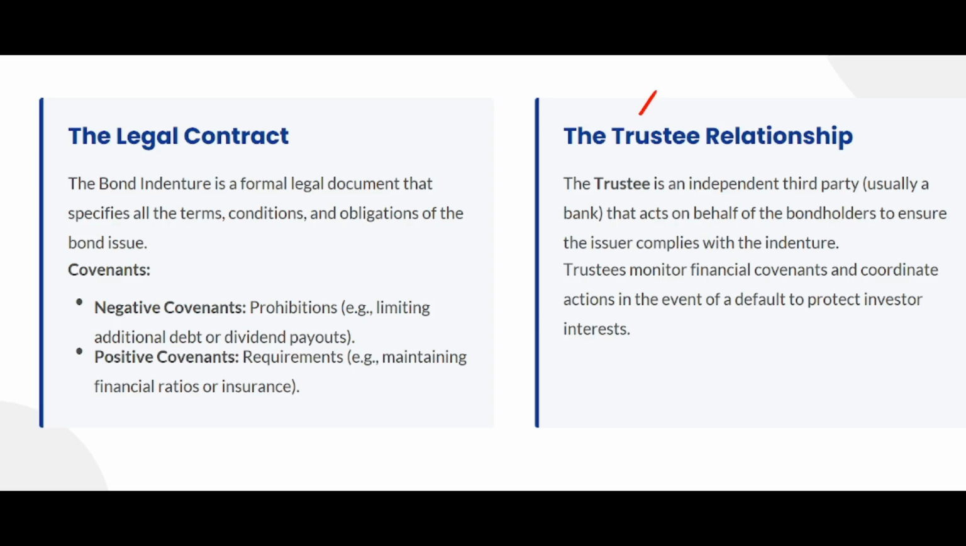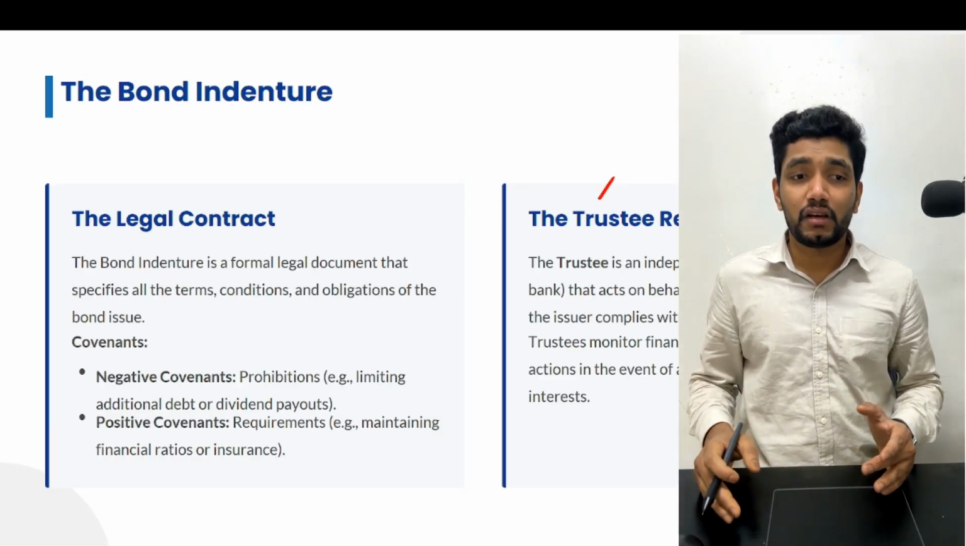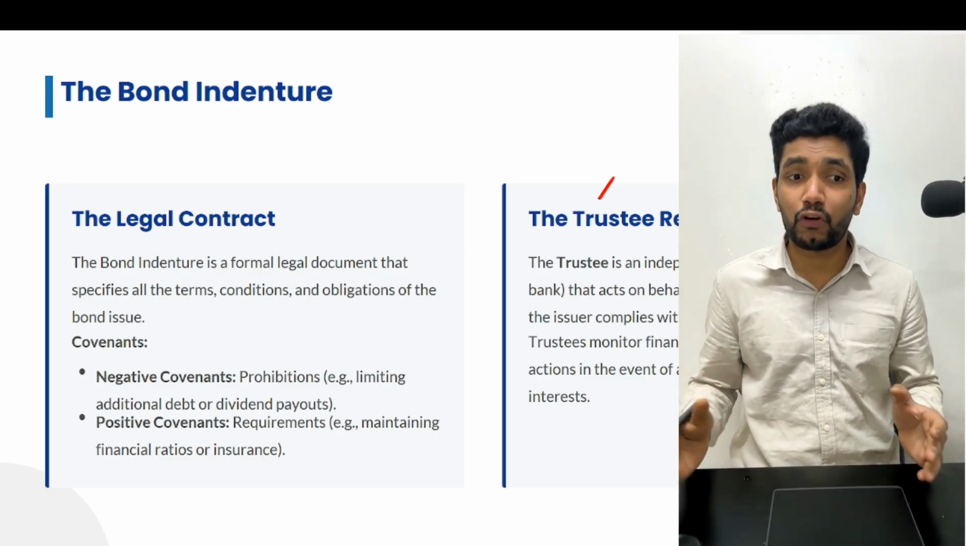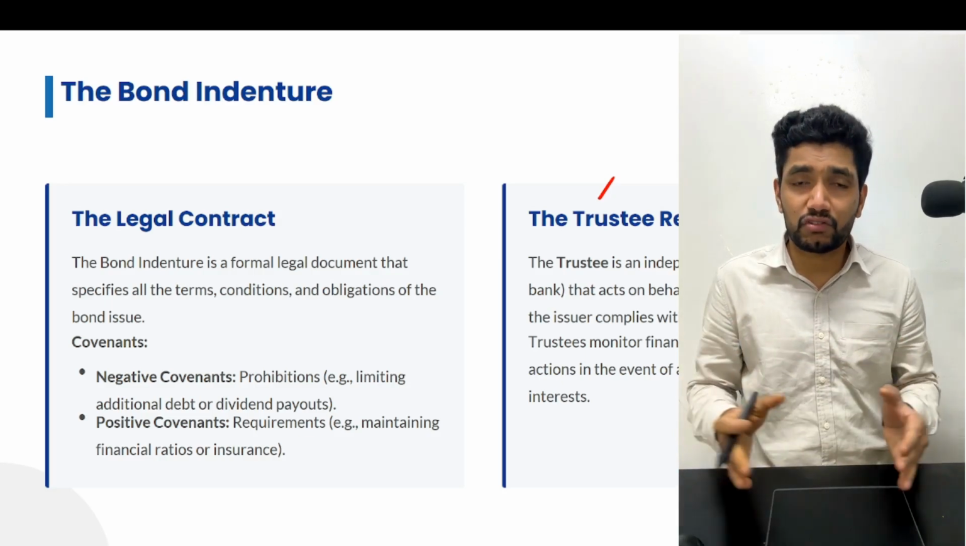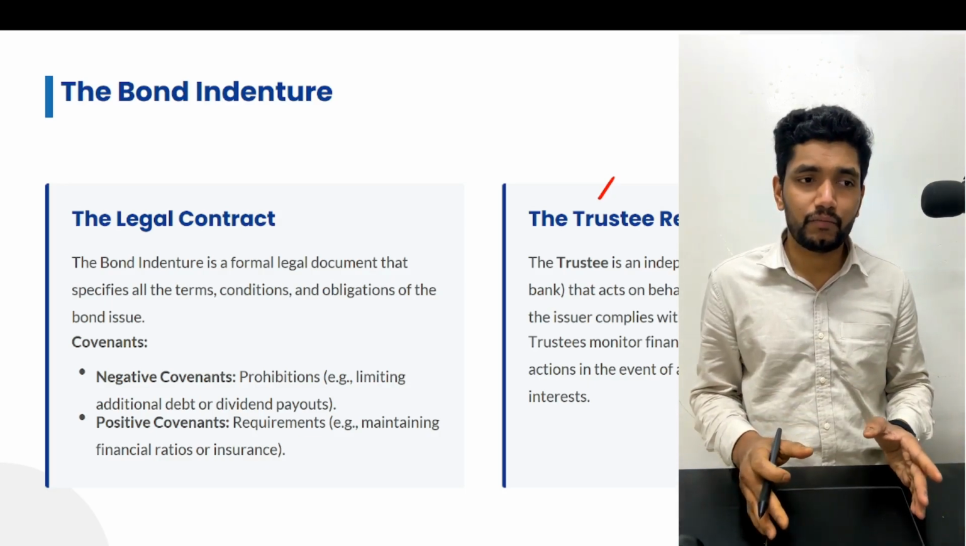Again, this trustee will monitor the covenants and coordinate action in the event of default to protect the investor's interest. The trustee acts as a protector of the investor's interest. The trustee monitors financial covenants and coordinates action in the event of a default, if any default happens from the company's side, to protect the investor's interest. So the trustee will act as a protector of the investor's interest.